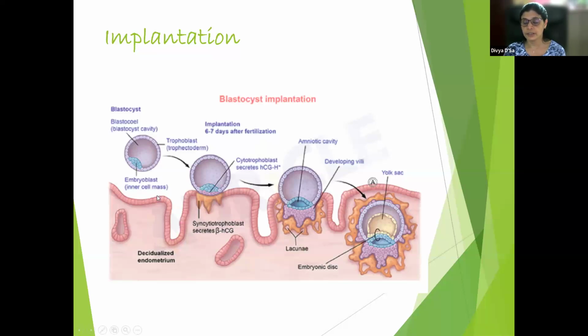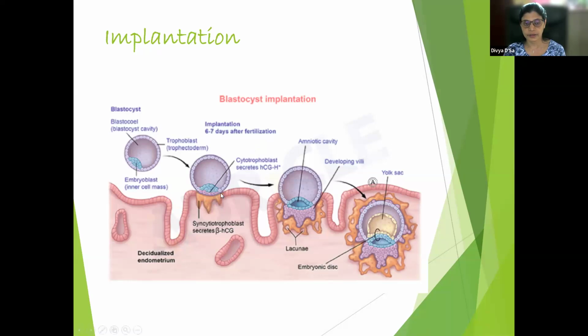But once it reaches the uterine wall, the zona pellucida disappears. After that, the blastocyst enlarges, and the first layer seen outside is the trophoblast. The trophoblast can now get attached to the endometrium. These trophoblast cells erode the endometrial epithelium, and then the blastocyst is taken inside.